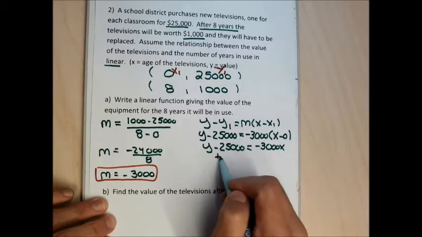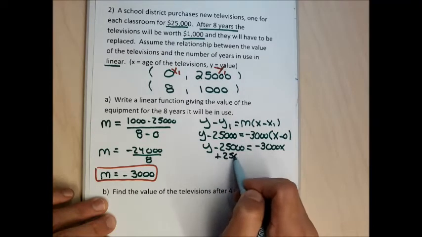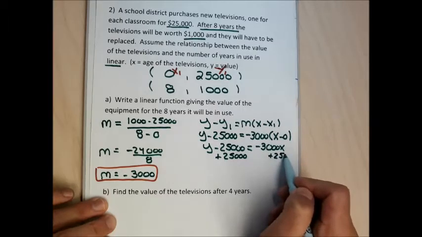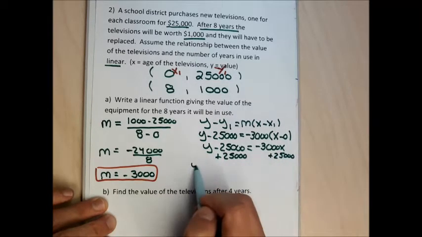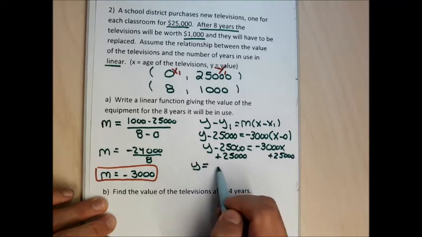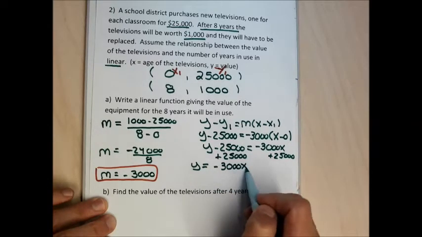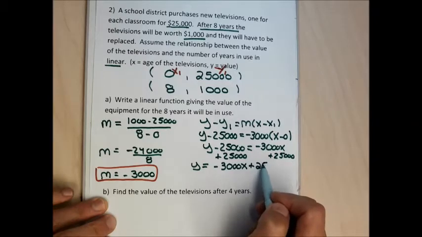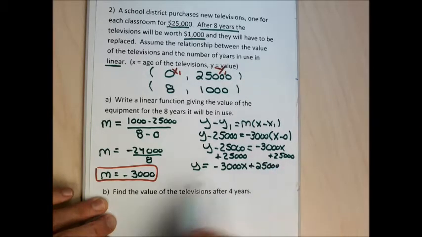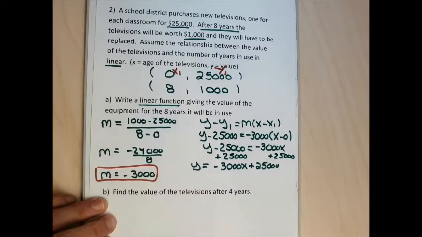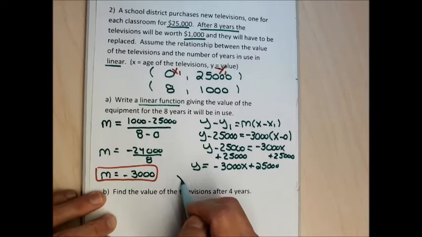And I'm going to add 25,000 to both sides to solve for y. And I will have a linear equation that's technically a function without function notation that gives me the value of the TVs for the 8 years they're going to be in use. The instructions say come up with a linear function, which probably tells me that I should change the y to a function notation. And in the videos, I probably did something like this.